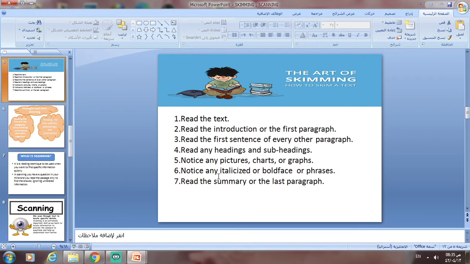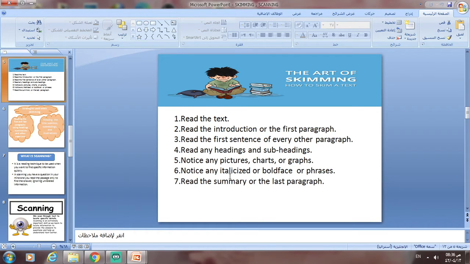So here is the art of skimming, how to skim a text. Let's see how we can skim a text. First we read the text, then we read the introduction or the first paragraph. Then we read the first sentence of each other paragraph. We read any headings and subheadings. We notice any pictures, charts or graphs while we are doing the skimming, okay?